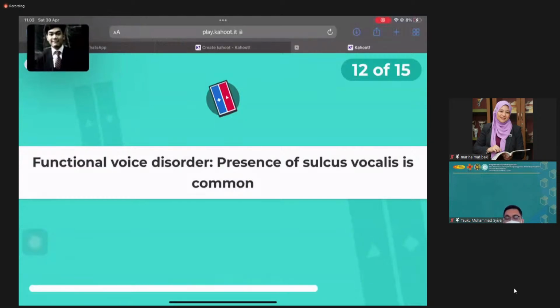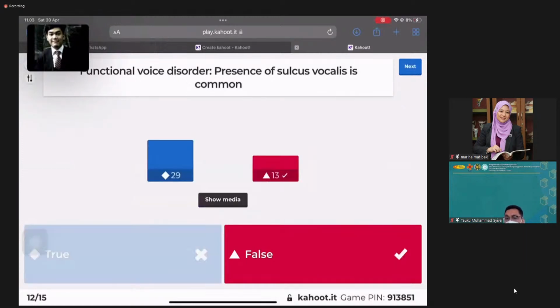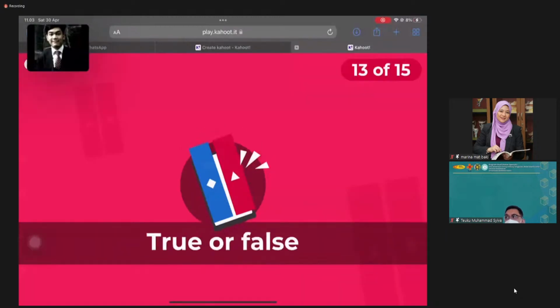The presence of sulcus vocalis is common. True or false? Five seconds left. Okay, the answer is false. Next. Okay, still Una is in the first place.